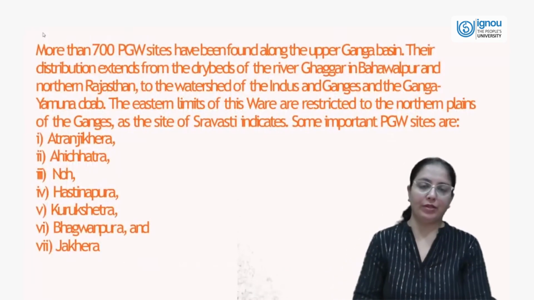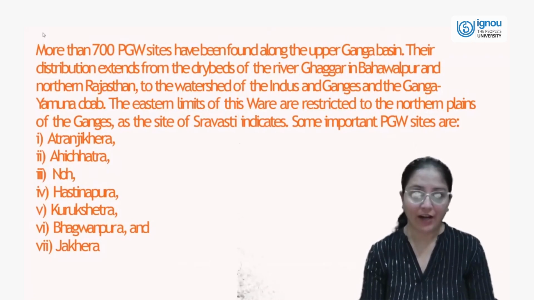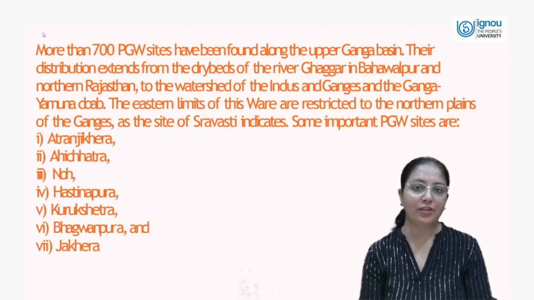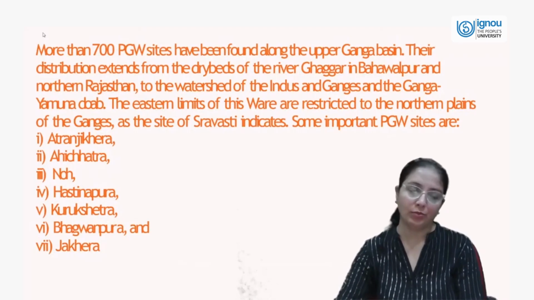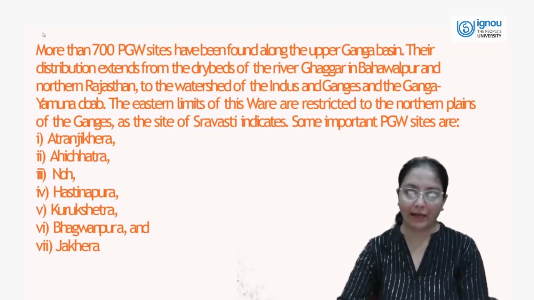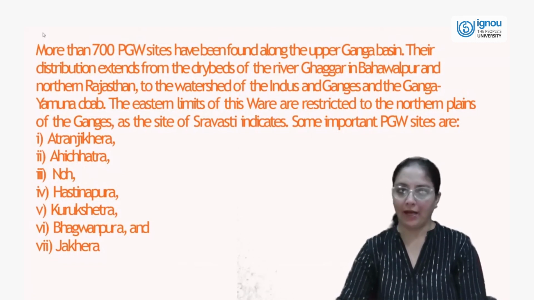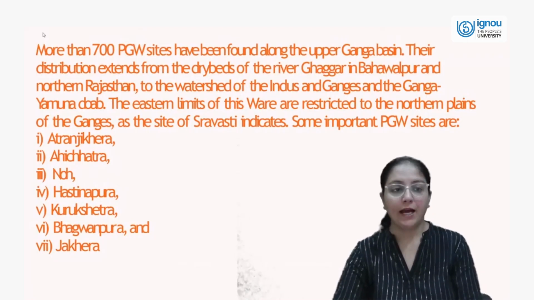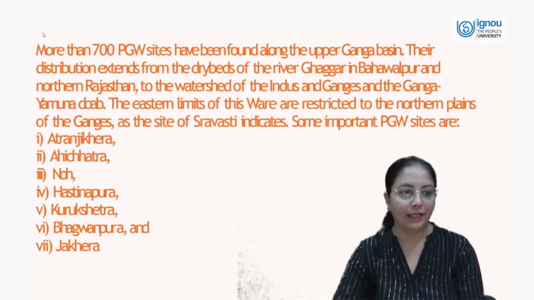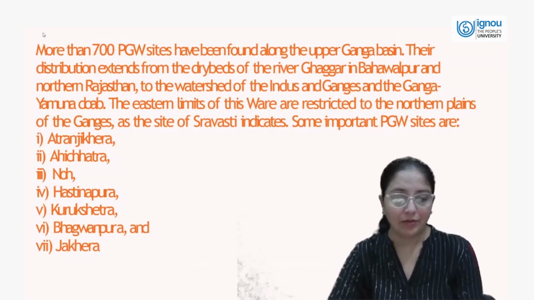More than 700 PGW sites have been found along the upper Ganga basin. Their distribution extends from the dry bed of the river Ghaggar in Bahawalpur and northern Rajasthan to the watershed of the Indus and Ganges and the Ganga-Yamuna Doab. The eastern limits of this sphere are restricted to the northern plains of the Ganges, as the site of Shravasti indicates. Some important PGW sites are Atranjikhera, Ahichchhatra, Noh, Hastinapur, Kurukshetra, Bhagwanpura, Jakhera. These are the important sites of PGW, meaning painted grey ware pots.